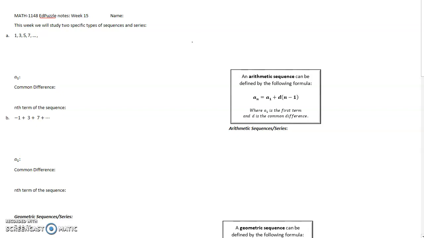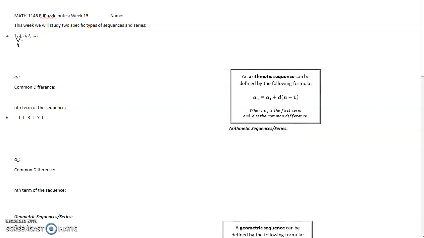So this week we're going to study two types of sequences, arithmetic and geometric sequences in series. We're going to first delve into this first video, the difference between an arithmetic and a geometric sequence. So when we take a look at this first sequence, 1, 3, 5, 7, it is called arithmetic because I am adding a common number each time.